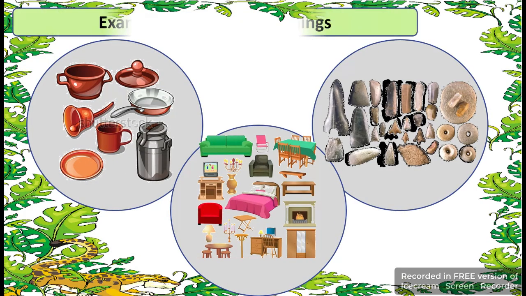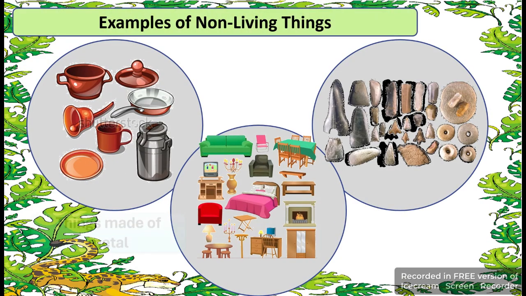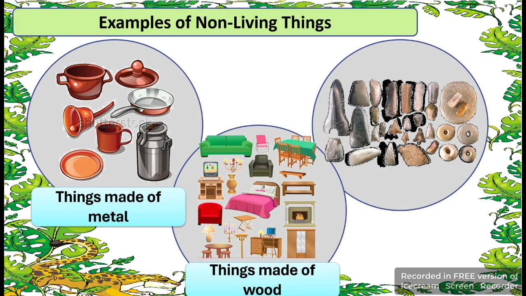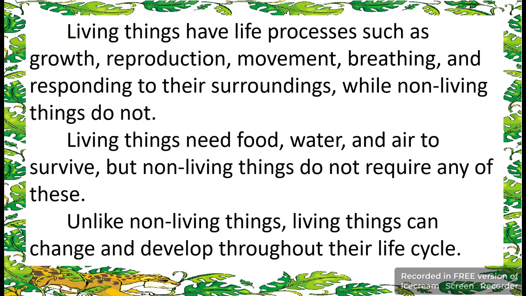What are the examples of non-living things? Including things made of metal, also things made of wood like chairs, beds, tables, and furniture. And lastly, things made of stones like jewelries, rocks, and anything.